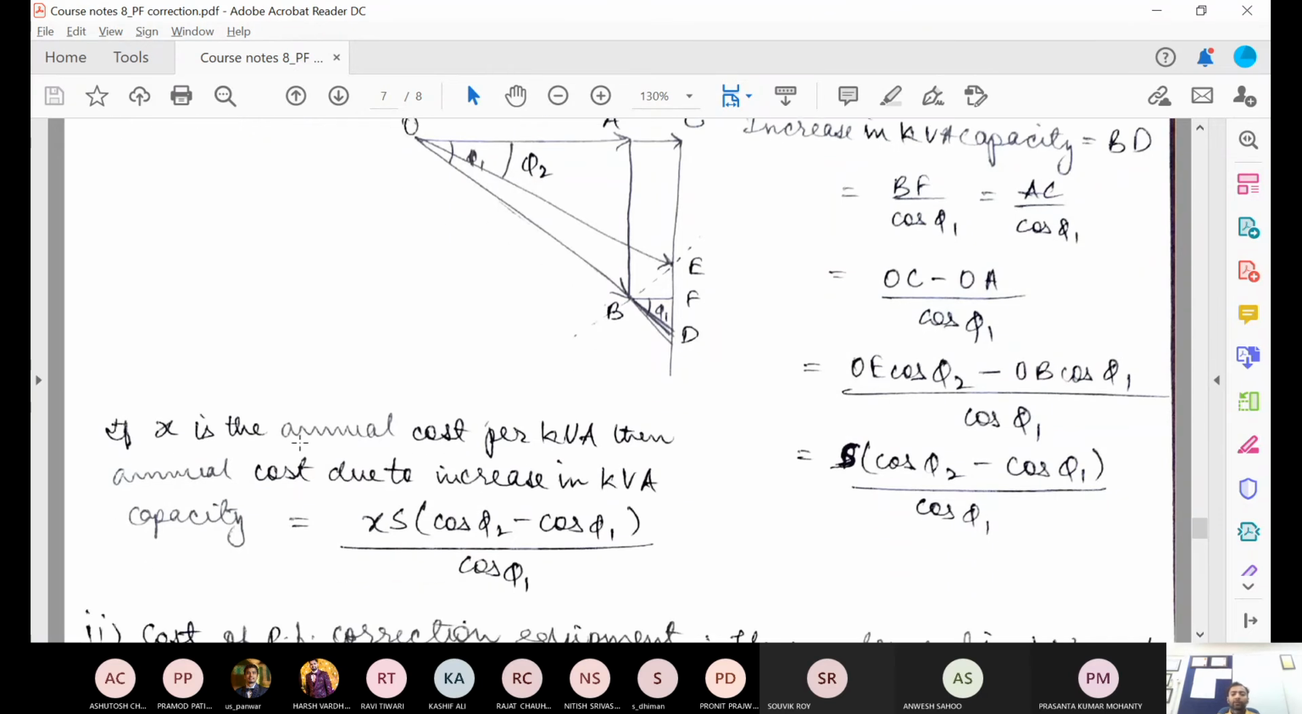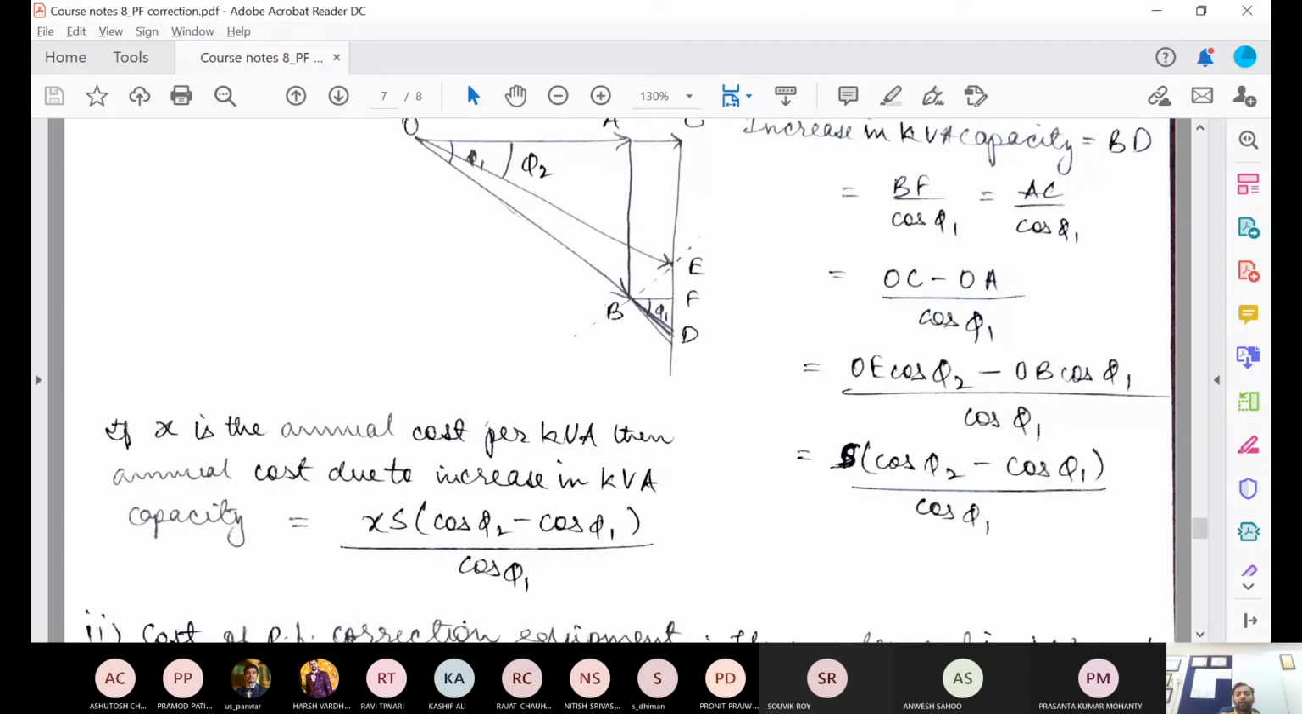And if X is the annual cost per kVA, so the investment again, what is the extra investment capacity that will come at some cost, and if you take the annualized capital cost, that is the value of X. So X is the annual cost per kVA. Then the extra annual cost due to increase in kVA capacity would be this: the increase in kVA capacity multiplied by the factor rupees X per kVA. This is the monetary value of investment needed, XS into (cos phi 2 minus cos phi 1) divided by cos phi 1. So that is one option.